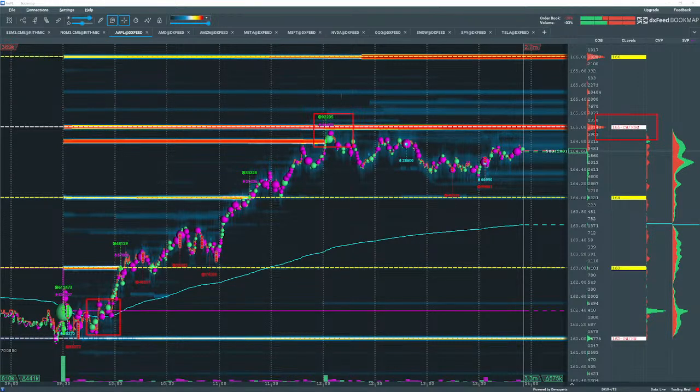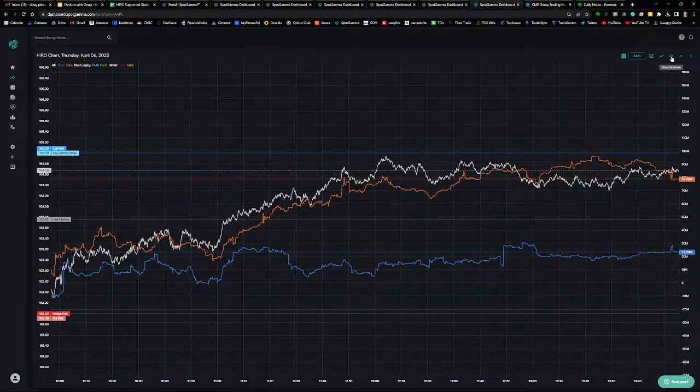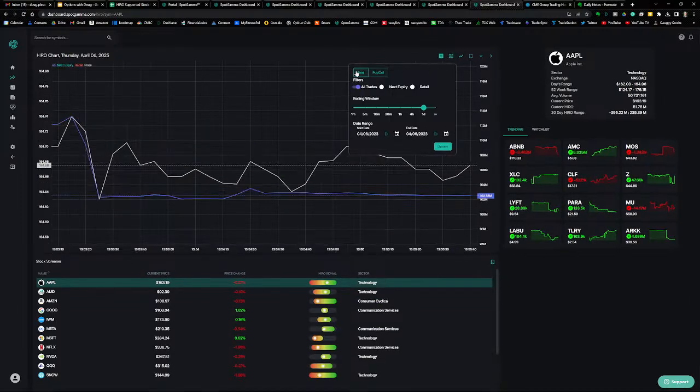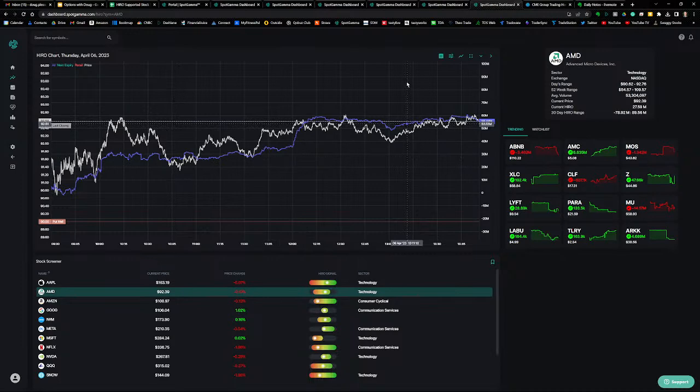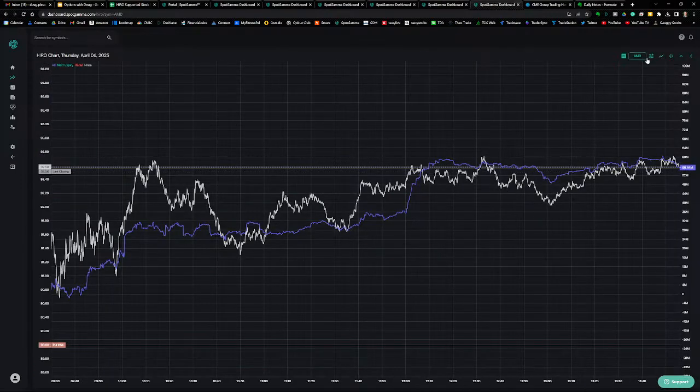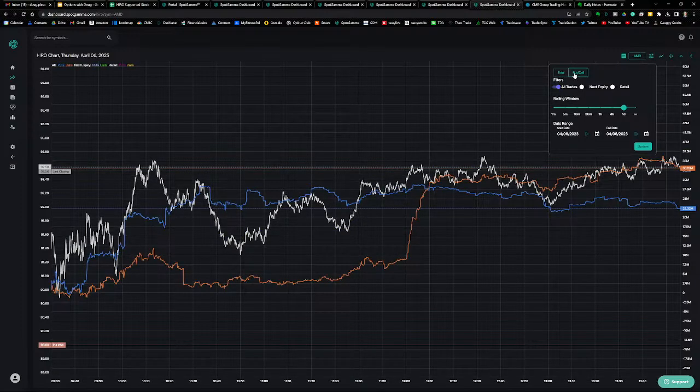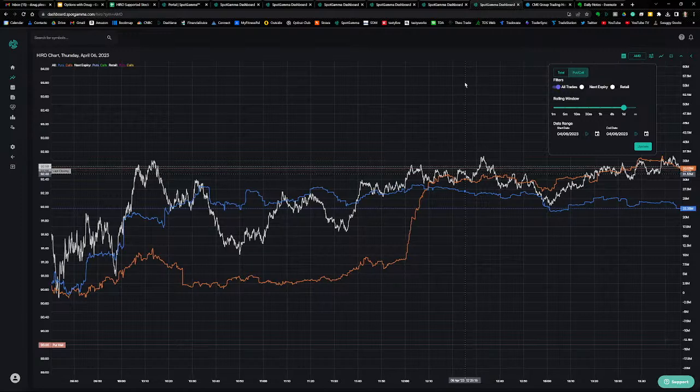All right, so that's Apple. All right, let's take a look at the next stock on my list. Go back to Hero. And the next stock was AMD. So here it looks like traders were selling puts, and that was driving price action. That's shown by the rising blue line, and not as steady an uptrend as Apple. Let's go take a look at Bookmap.